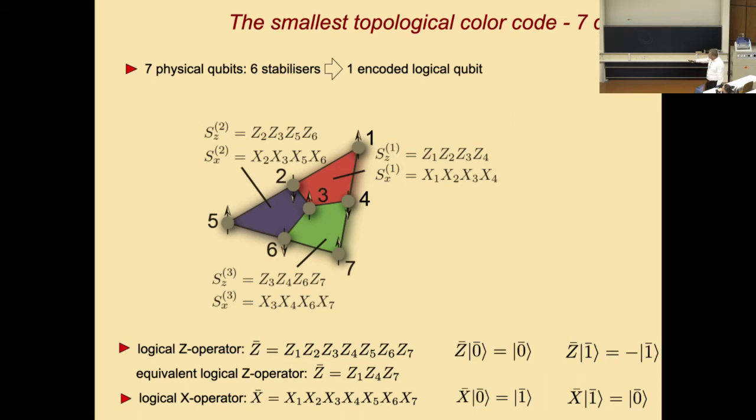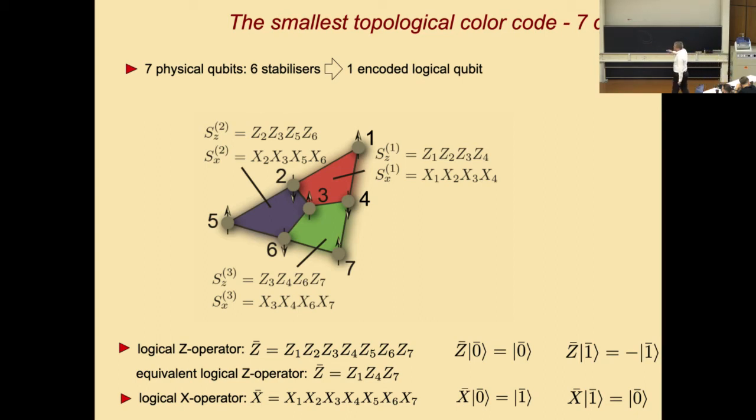Then as logical operators, we can choose the operator that acts on all 7 qubits as a Z operator. And similarly, the logical bit flip operator can be chosen to act on all 7 qubits with X. You see it's an odd number, so they anti-commute, and they commute with all the 4-body operators. So these are valid logical operators.